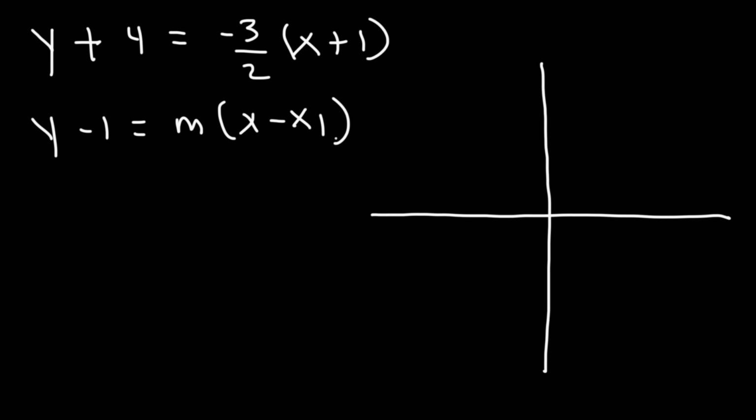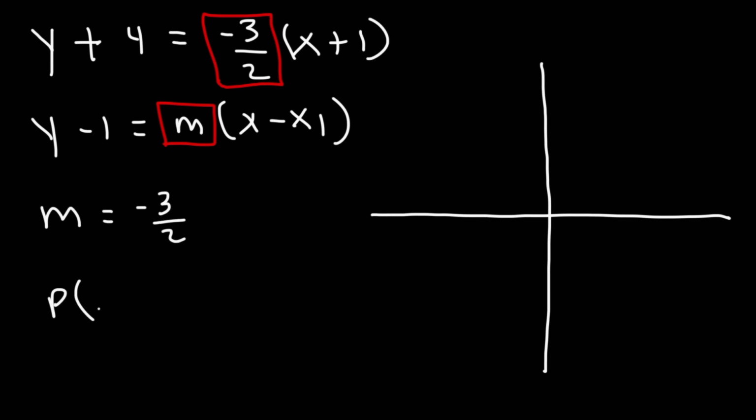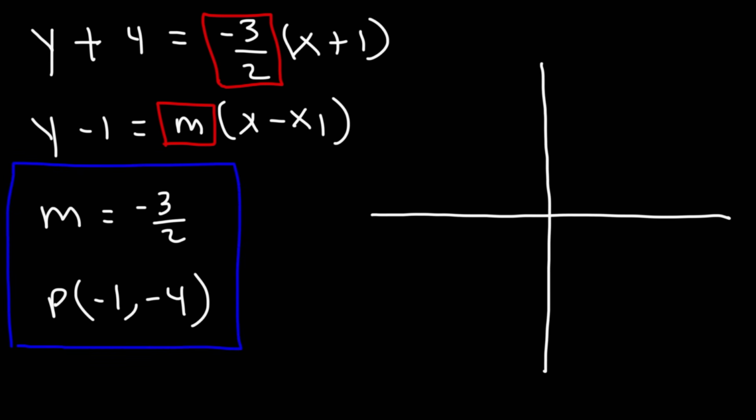So let's begin by identifying the slope. The slope is negative 3 over 2. Now what's the point? Here we have x plus 1. The x coordinate is going to be negative 1. Simply reverse positive 1 to negative 1. Here we have y plus 4. The y coordinate will be negative 4. So now we have a point and a slope. That's all we need in order to graph this function.